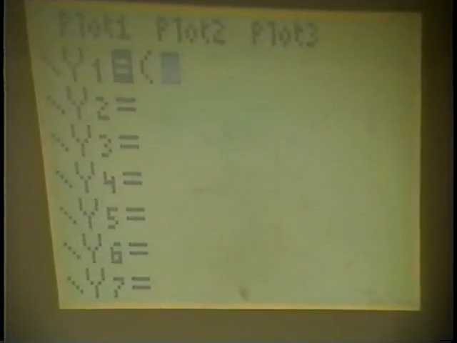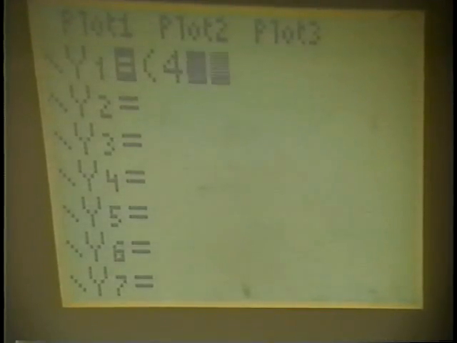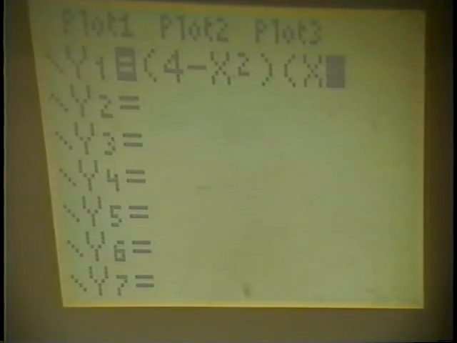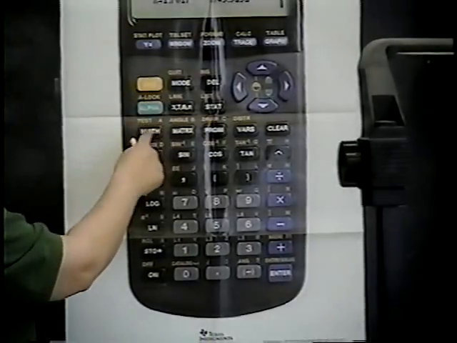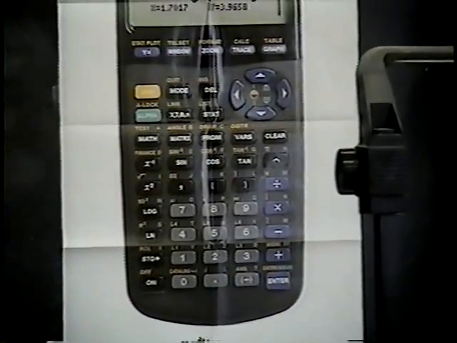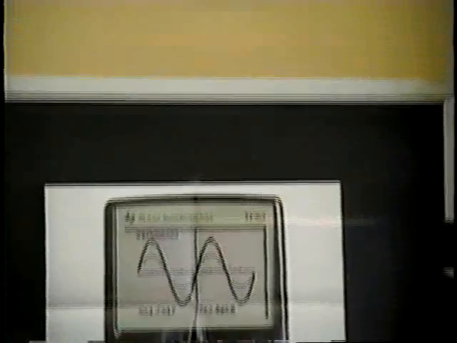Okay, I'll hit y equals, let me clear that, and I'm going to enter left parentheses, 4 minus x squared, right parentheses, left parentheses, x. Now I need less than or equal. The less than or equal to key is on test. Now just look over here. Above math is test. Second and then math will give me the test. So second and then math to get test.